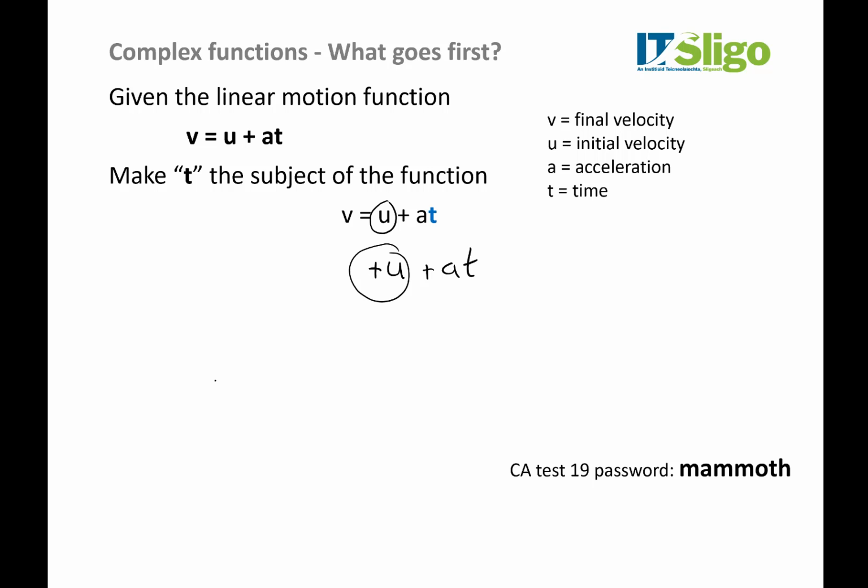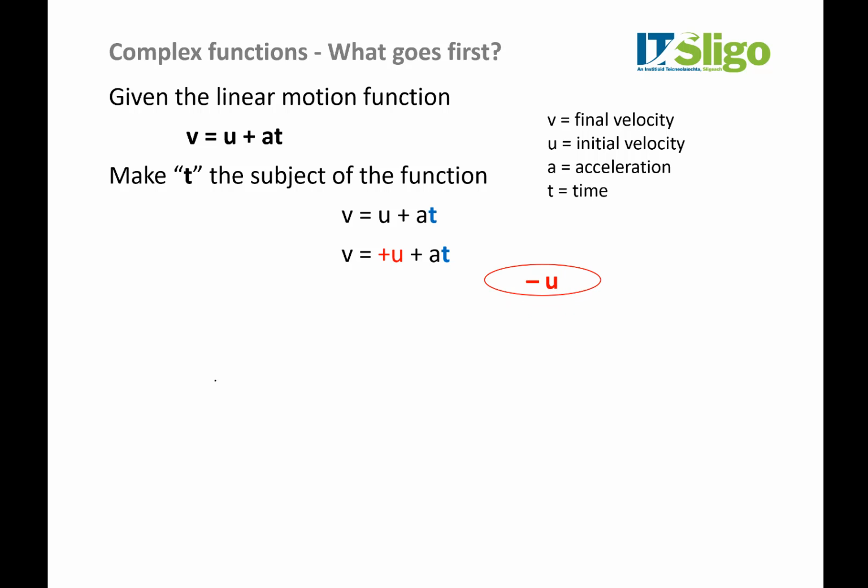So I want to get rid of plus u. What's the inverse of plus u? That's what I want to get rid of. It's minus u. So now I subtract u from both sides. I'm not writing in that intermediate step anymore where the minus u appears in red on both sides. So I've subtracted u from the right hand side, and when I subtract u from the left hand side, they cancel out, which is what I wanted.